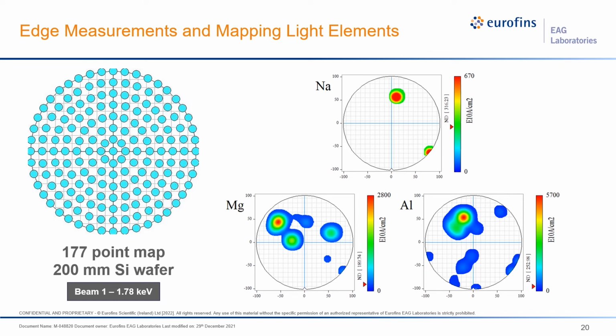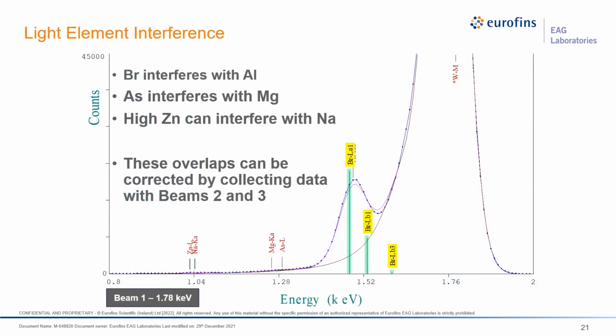Now with TXRF, the examples I've shown look fairly smooth and straightforward. That's not always the case. We do run into interferences, and sometimes this can hinder us, and sometimes we have ways we can compensate for it. So, still talking about the light elements, I want to talk about light element spectral interference. So again, showing here a beam 1 spectra from 0.8 to 2 keV.